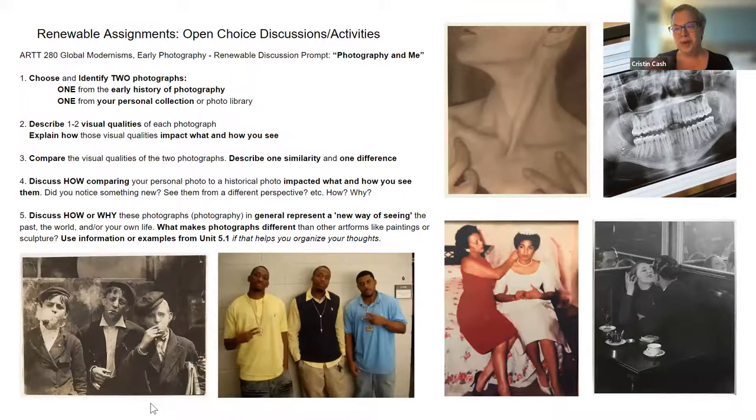The x-ray, the bottom right is my student's grandmother. And then on the left is a photograph of my student and a couple of his best friends next to this amazing Lewis Hine photograph from the 1920s. So, yeah, it's always incredible what they come up with. And that's the point, I think. Next slide, please.